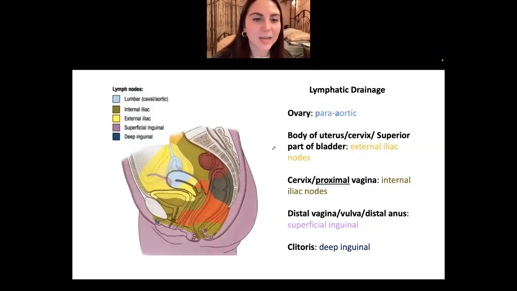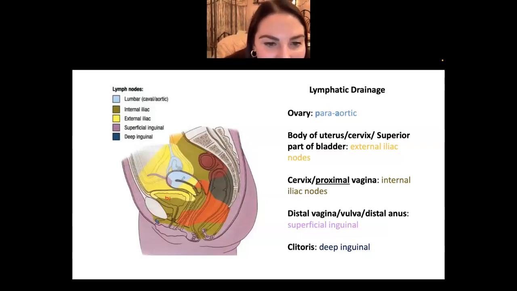All right, this is pretty much the same slide, but like I told you, it's very similar to the male. So again, if you remember, the testes in the male are para-aortic, and the ovary, the analog in the female, is going to be the same. Everything else gets a little trickier, because there are a few more parts in the female than the male. It's still the superior part of the bladder, like it was in the male, but now we also have the uterus and the cervix.